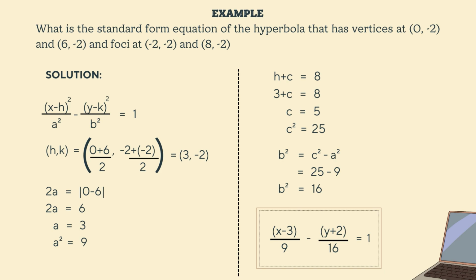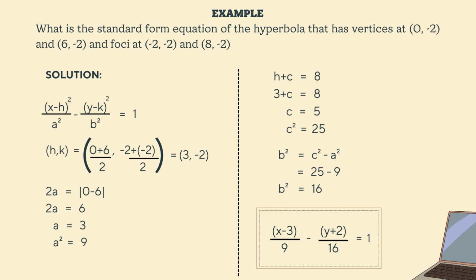Our (0 + 6)/2 is 3, and (-2 + -2)/2 is -2. So that is our center, with h as 3 and k as -2. Our center is (3, -2).